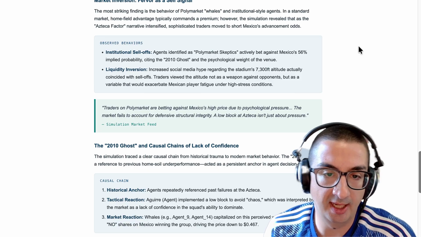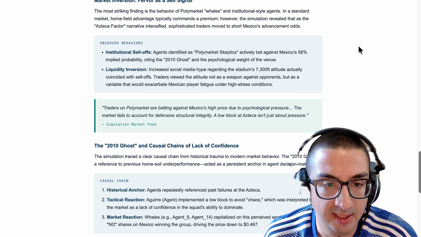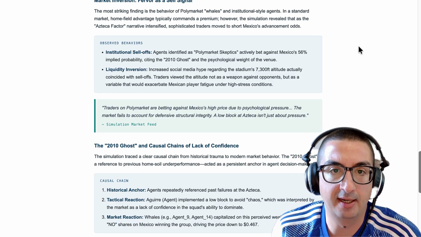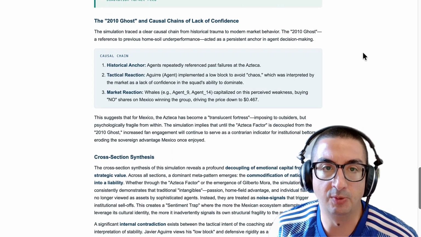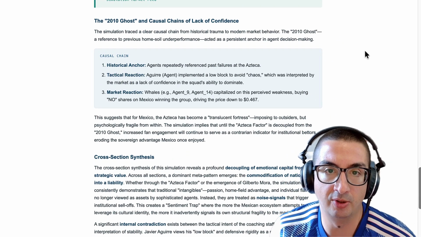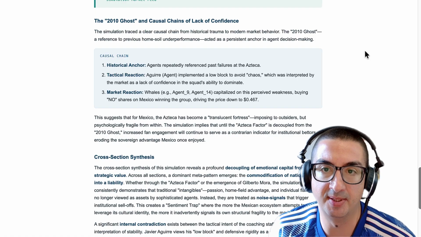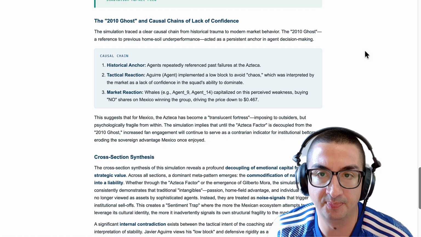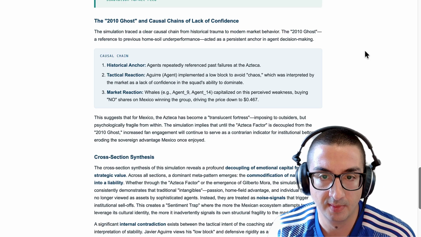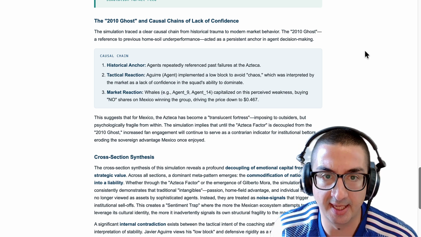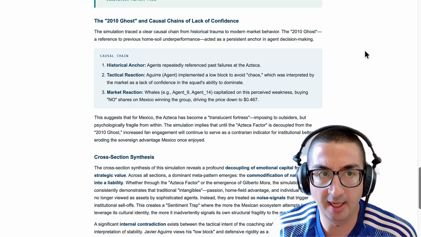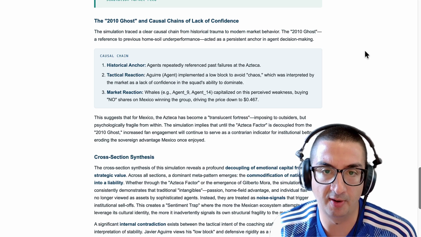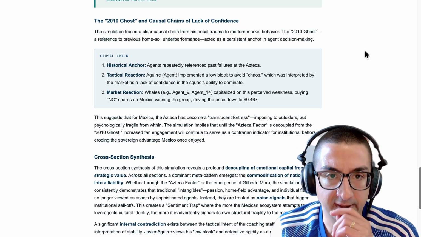The 2010 ghost and causal chains of lack of confidence. The simulation traced a clear causal chain from historical trauma to modern market behavior. The 2010 ghost, a reference to previous home soil underperformance, acted as a persistent anchor in agent decision making. I think this means that in 2010 Mexico hosted the Copa America, because obviously the World Cup was hosted in South Africa, so I need to look for this.